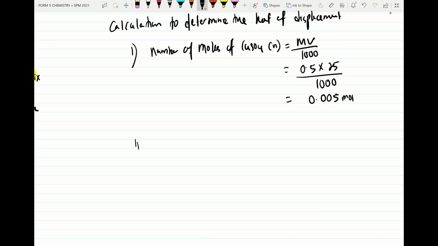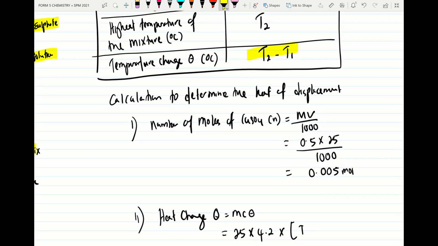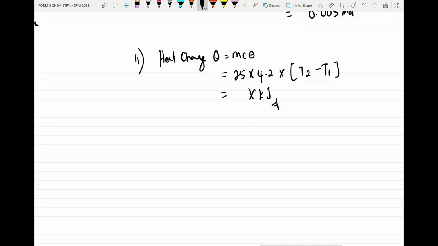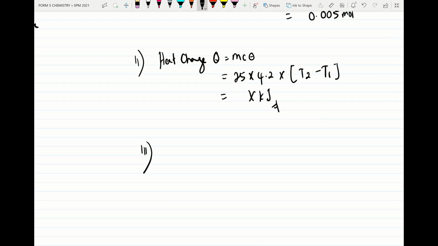Second step, we find the heat change. Heat change Q equals mcθ. The total volume used here is 25, c is the specific heat capacity 4.2, then in brackets the temperature change, T2 minus T1. Then I represent it with X kilojoule. And the last point will be the heat of displacement.